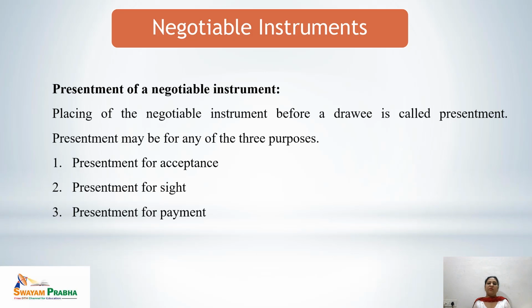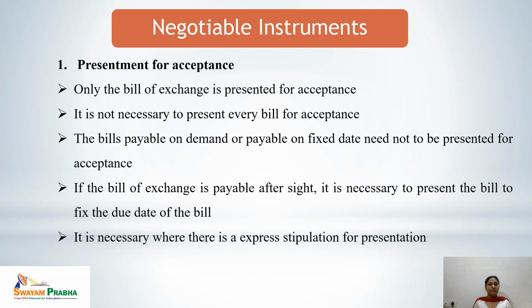Presentment may be for any of three purposes: presentment for acceptance, presentment for sight, and presentment for payment. Any negotiable instrument can be placed before a drawee for three purposes, either for acceptance, or for sight, or for payment. Let's discuss these three in detail.